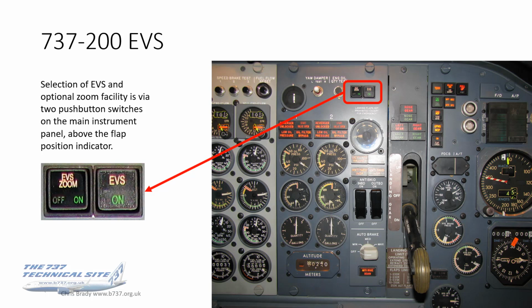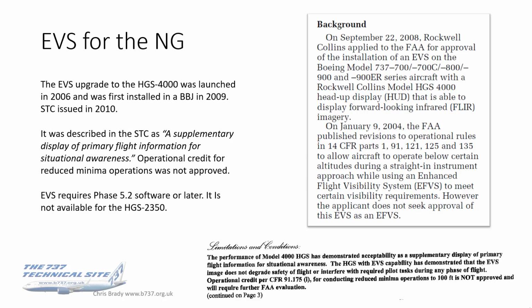So for the NG, EVS was introduced in 2006 as an upgrade to the HES 4000 system. It was first installed on a BBJ in 2009 with the STC issued in 2010, and it's described as a supplementary display of primary flight information for situational awareness. An operational credit for reduced minima due to the EVS was not approved. It requires phased 5.2 software or later, and it isn't available as a retrofit onto the 2350. So it's just for the 4000 and the 6000 systems.